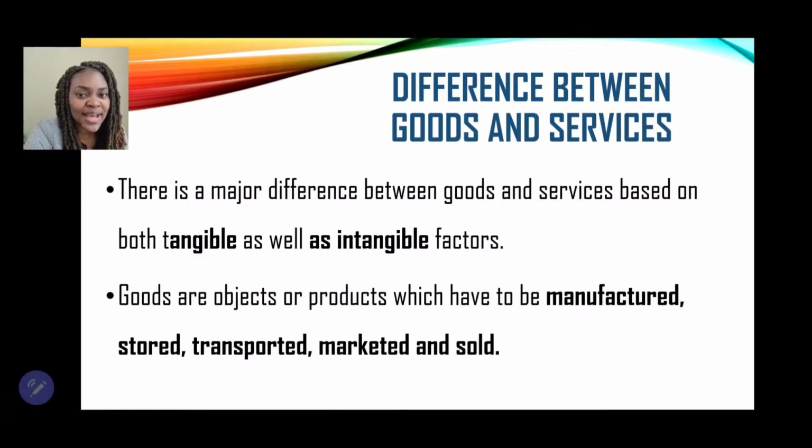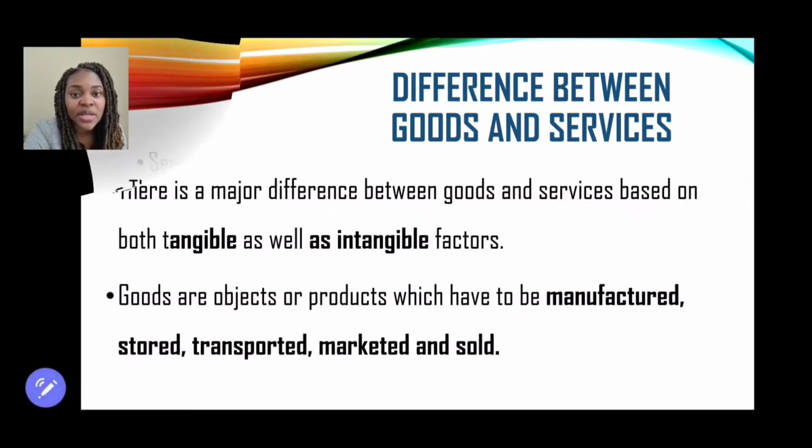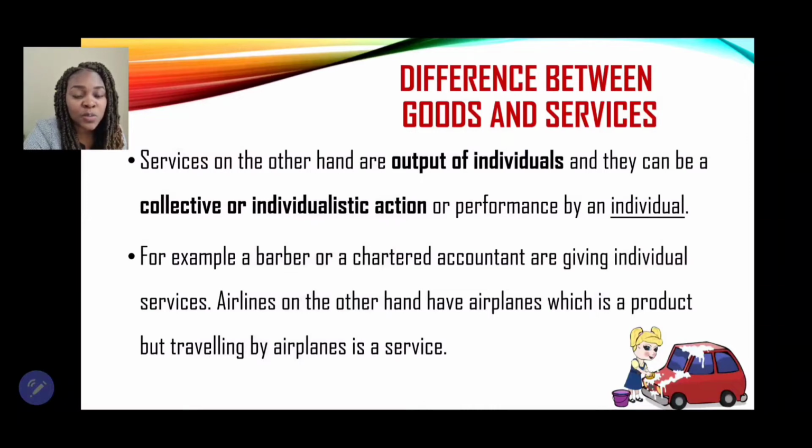When we think of goods and services, which one do you think is tangible or intangible? If your response was the goods or the product is tangible, whereas services is intangible, you are indeed correct. Now, goods are objects or products which have to be manufactured, stored, transported, marketed, and also sold. Whereas with services, can we store a service? No, we can't, because services aren't tangible. Good. Now, services, on the other hand, are output of individuals, and they can be a collective or individualistic action, or performed by an individual. So let's go again.